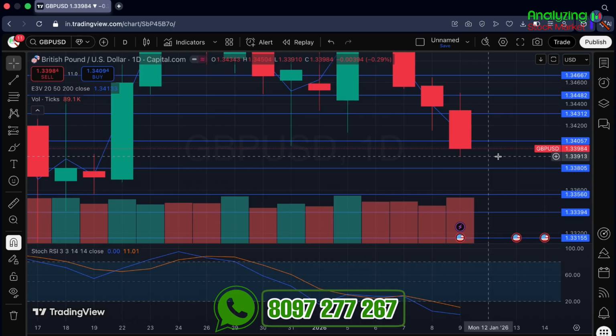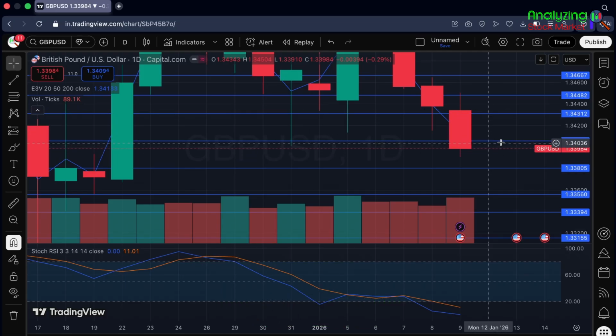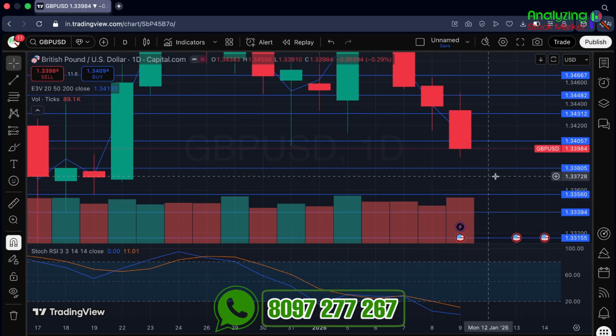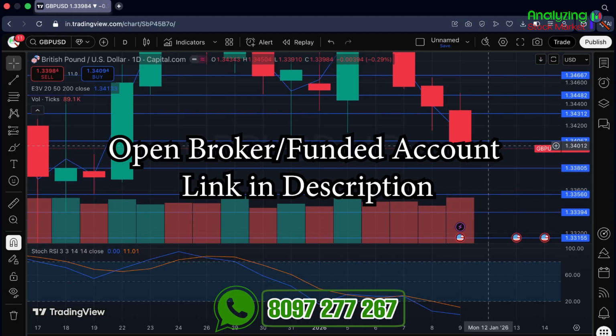So let's now talk about my opinion on the GBP USD pair for this week. According to previous week momentum, I'm expecting a positive closing in this range, that is 1.34057 to 1.34312. If you're going for any short trade, then you can go for a short trade once 1.33805 gets breached and a 4-hour or a one-day candle gets closed below this, then we can go for a short till 1.33560. Overall, my expectation is a bit positive.